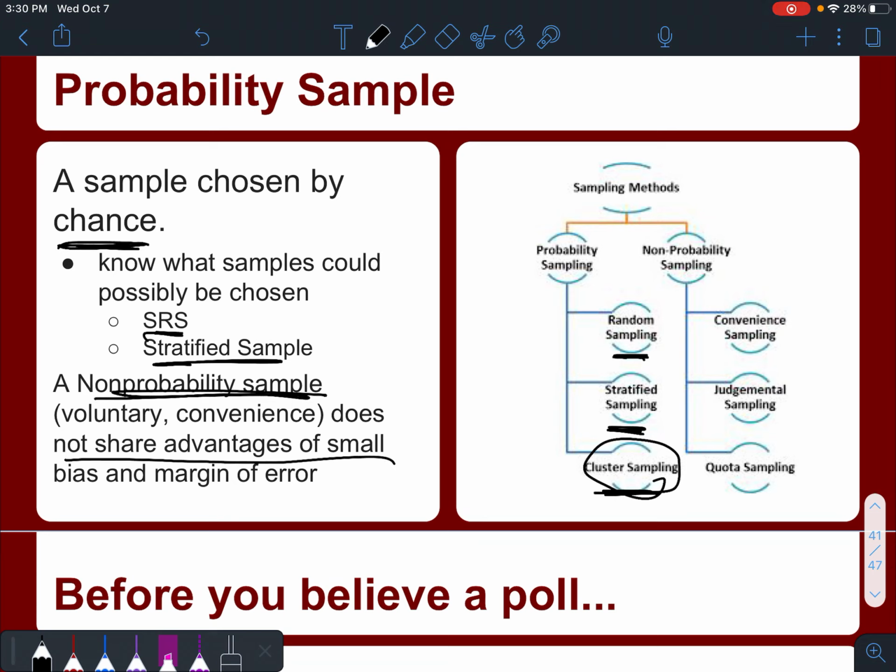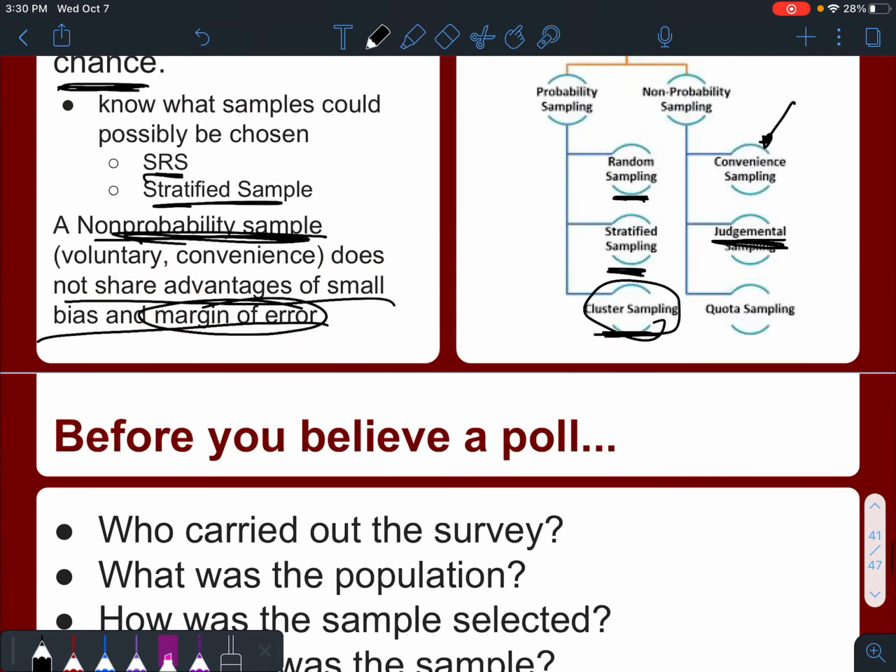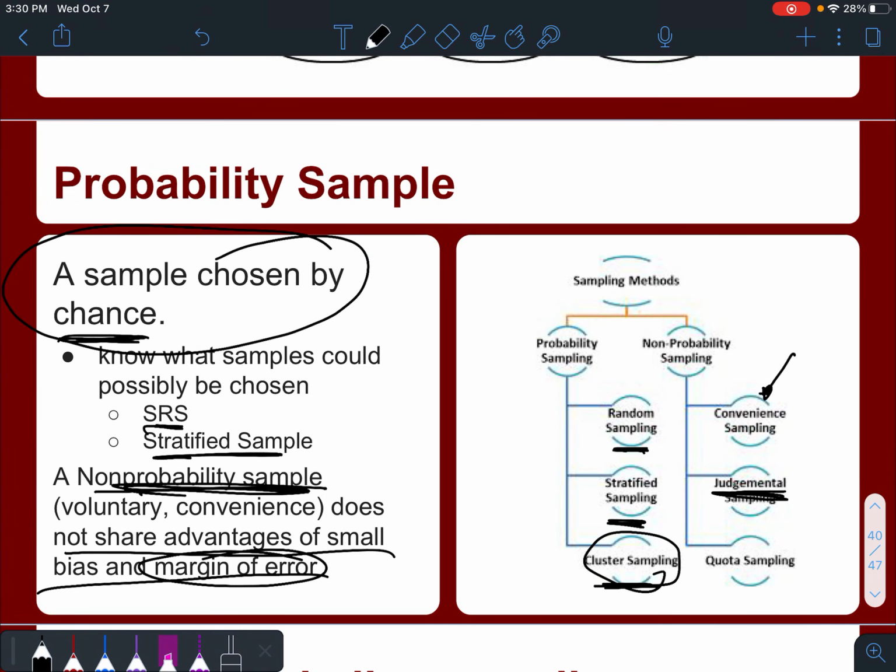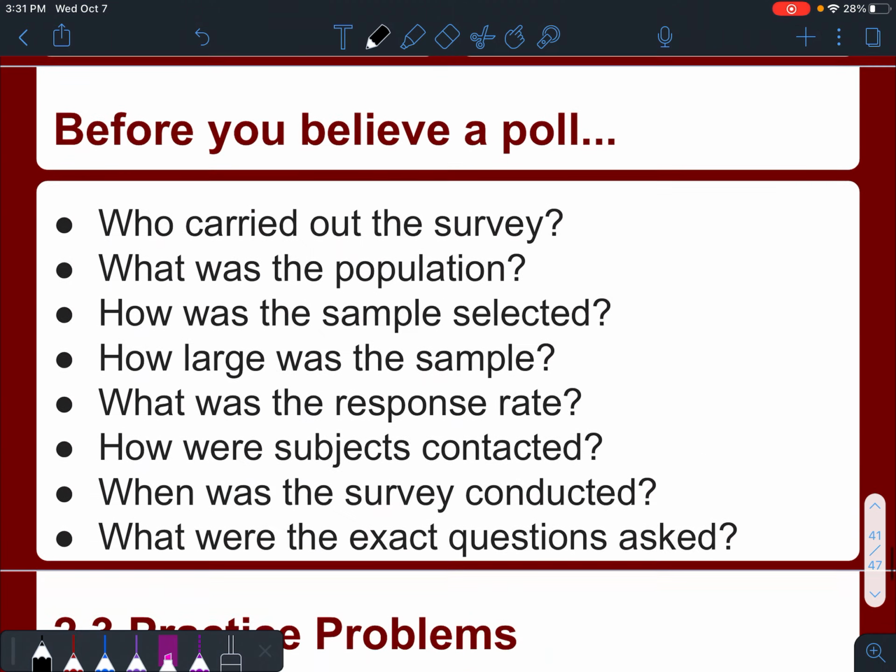A non-probability sample does not share the advantage of small bias and margin of error. You do not get to claim the margin of error if you use a non-probability sample. So convenient sampling we talked about, voluntary response sampling we talked about, judgmental sampling. That one's a little bit more complicated, but it's based on professional knowledge of something. We'll kind of gloss over that one. Quota sampling, you're going to sample until you get 25 freshmen and so on. So a probability sample is a sample chosen by chance. So simple random sample, stratified random sample, that's where we'll live for now.